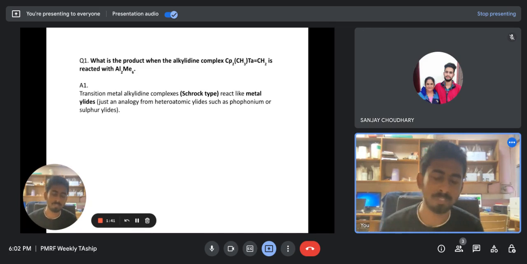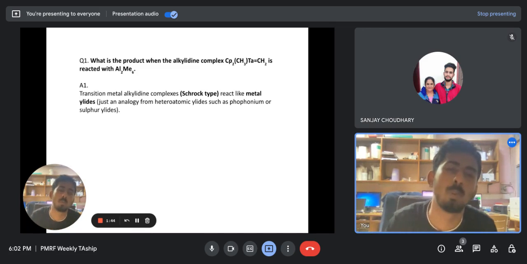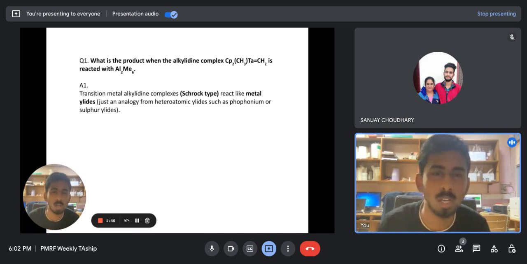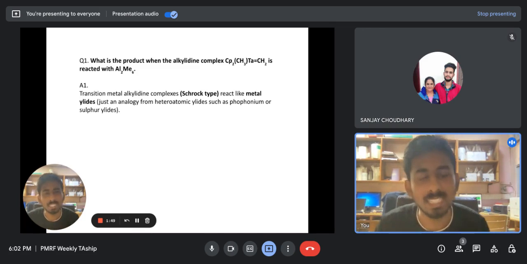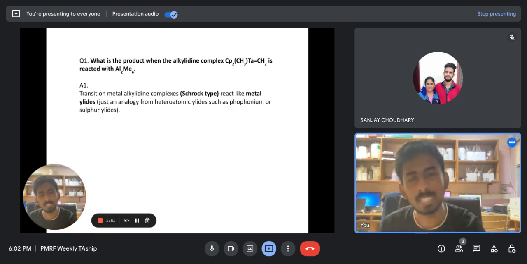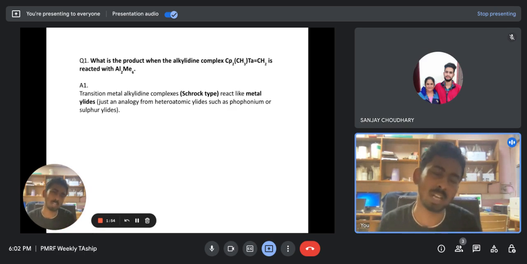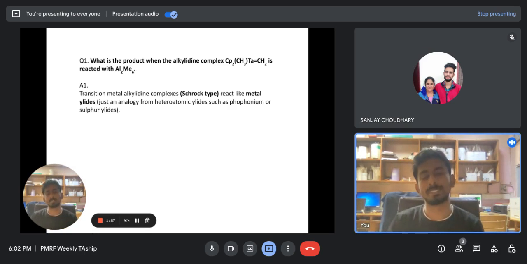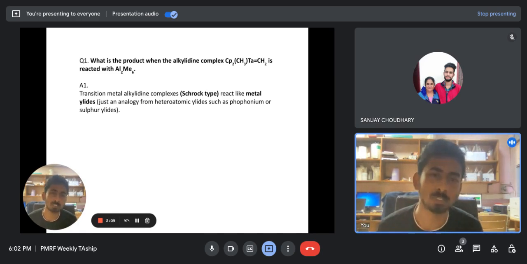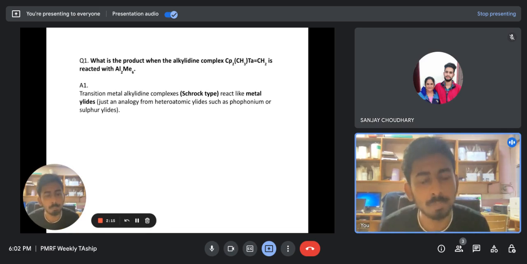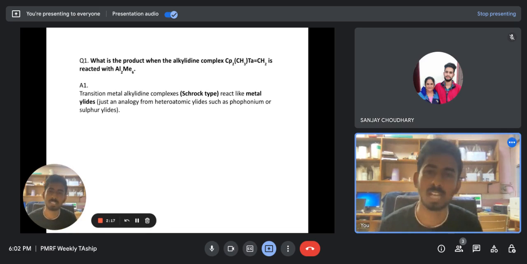From the previous class, when we went through Fischer carbyne and Schrock carbyne molecules, this is a metal alkylidene complex where Cp, a sigma or pi electron donor ligand, and methyl, also a sigma electron donor ligand, are both bound to tantalum. Tantalum is an early transition metal, and there are no heteroatomic substituents on the carbon atom. That is a classical feature of a Schrock carbyne complex. So this complex is a Schrock type of carbyne, not a Fischer type.